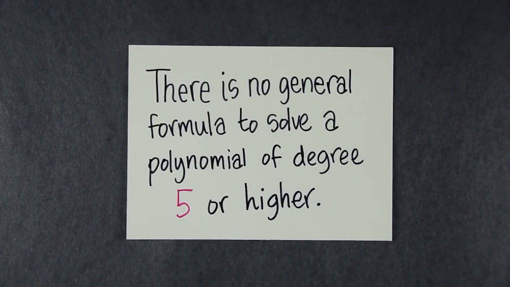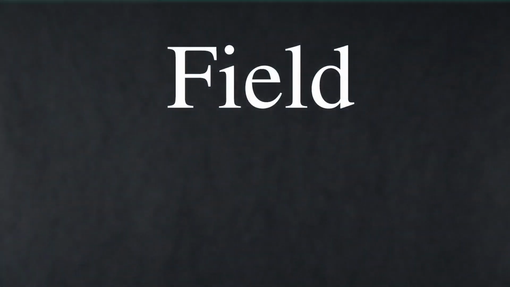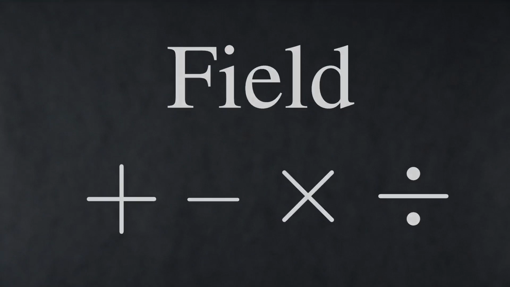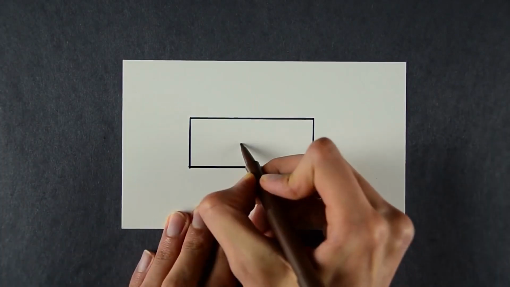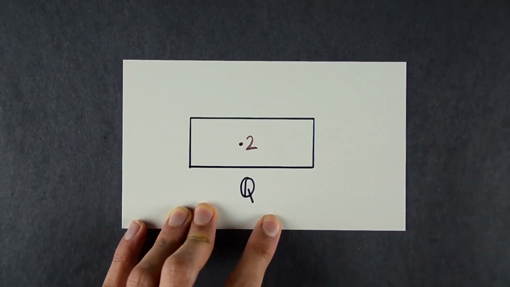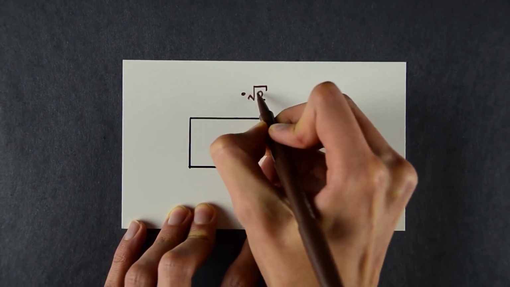Our first step is to define precisely what we mean when we say a polynomial has no general solution. That definition is made using fields. A field, roughly speaking, is any set where you can add, subtract, multiply, and divide elements. The rational numbers, for example, form a field. Importantly, you can't take square roots. 2 is a rational number, but the square root of 2 isn't.